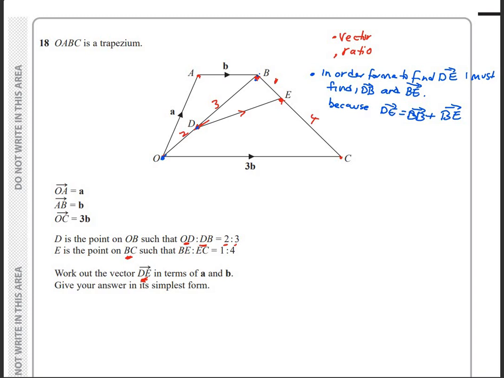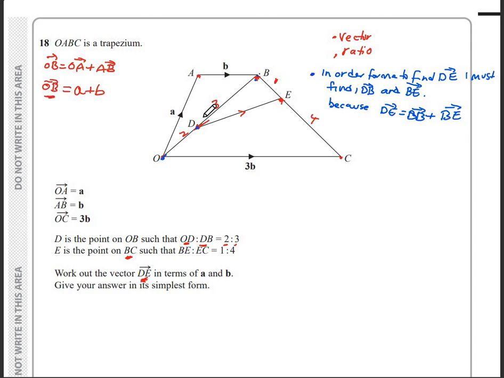Alright, so I need to find OB. So notice that OB equals OA plus AB. OB equals OA, which is A, plus AB, which is B. Okay, so now I've found OB.